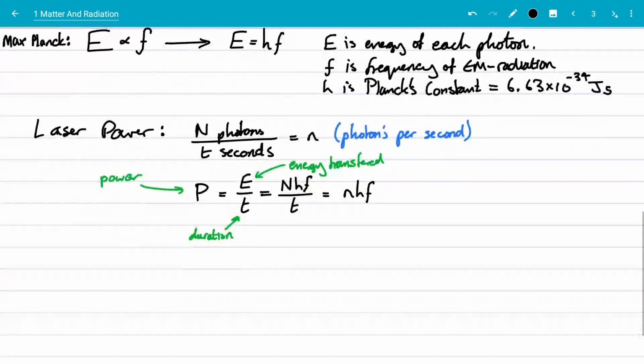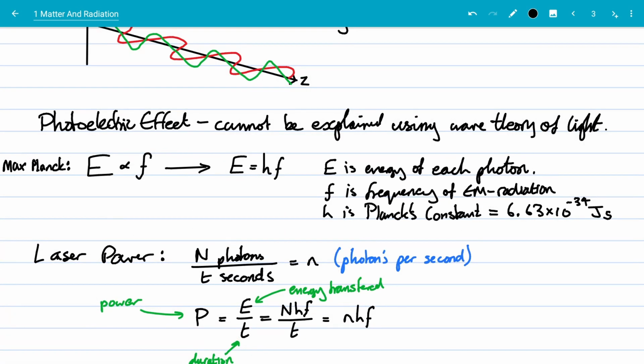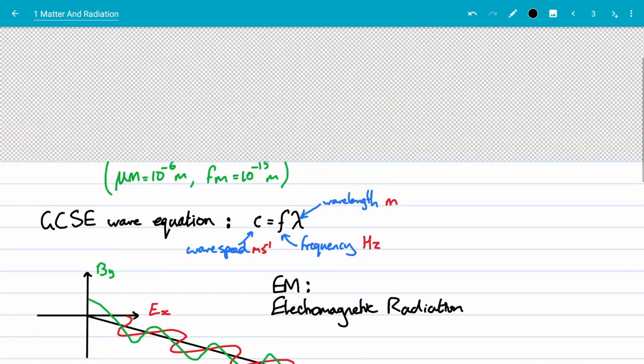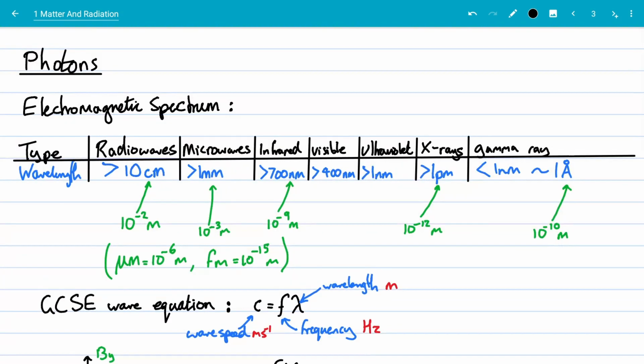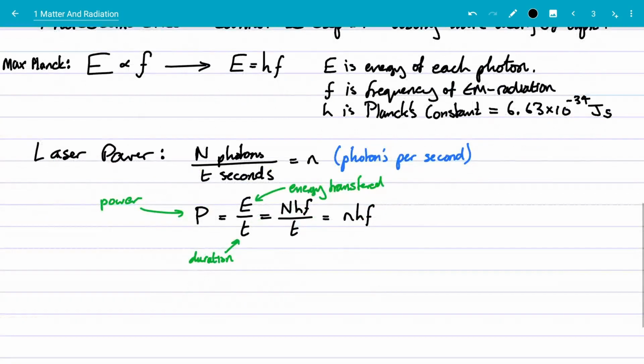You can use that equation, P equals nhf, to work out how many photons per second are emitted from a light source. We can now calculate the energy of a single photon. That's what E is. And we know what a photon is. A quantization, that just means a discrete amount. A quantization of electromagnetic radiation. Maybe I should write that down somewhere so it's in our notes.